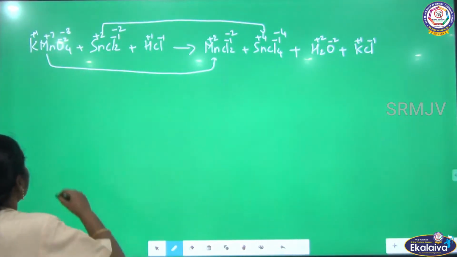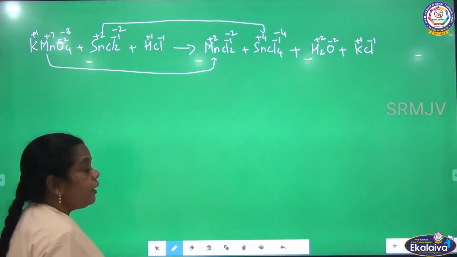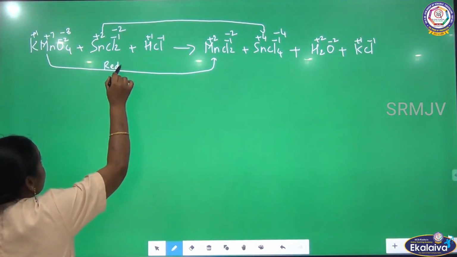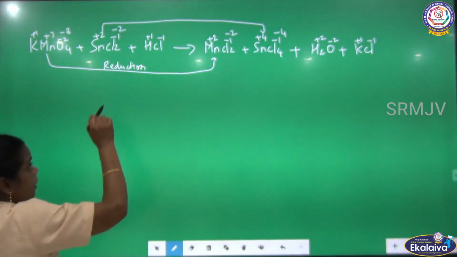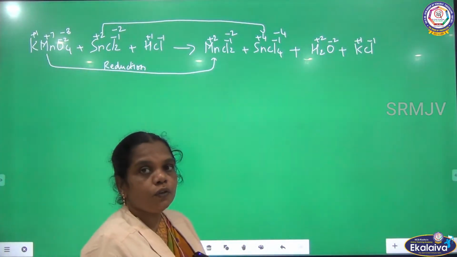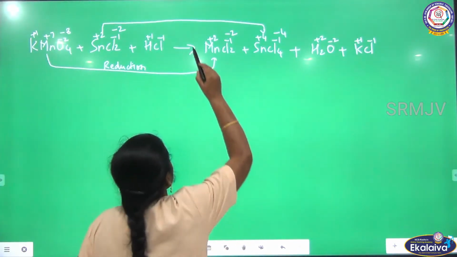Now manganese goes from +7 to +2, so it is reduced, the oxidation number is decreasing. So reduction is taking place on manganese. And strontium increases from +2 to +4, so it undergoes oxidation.